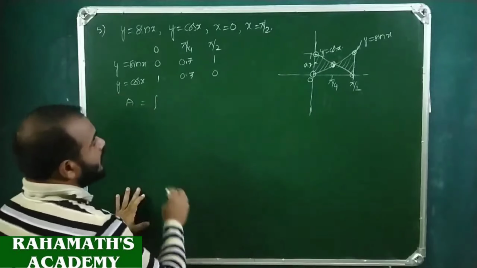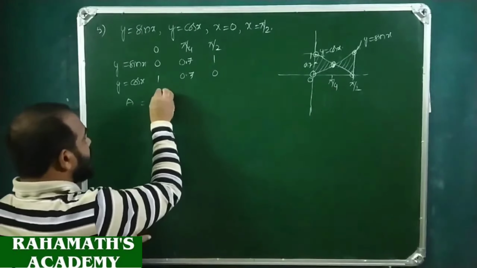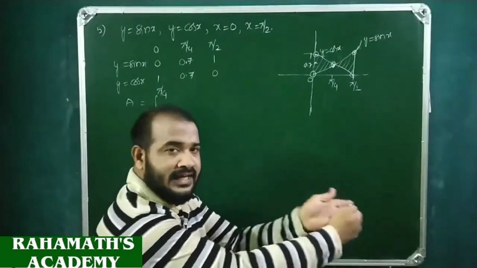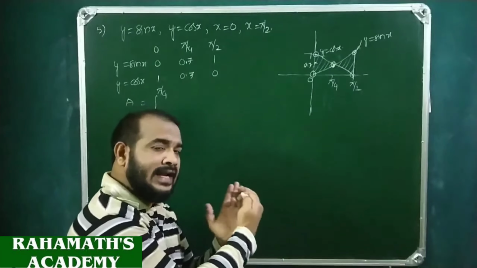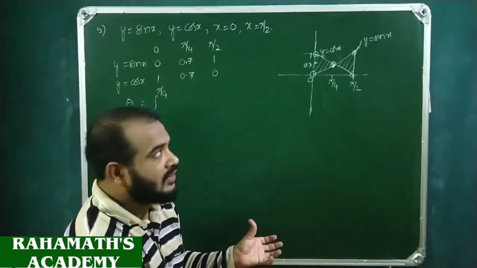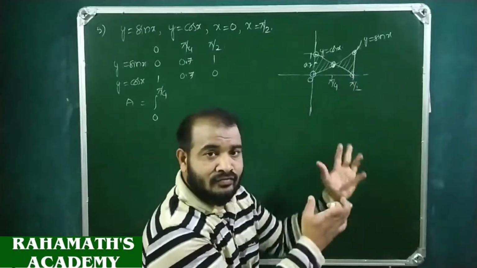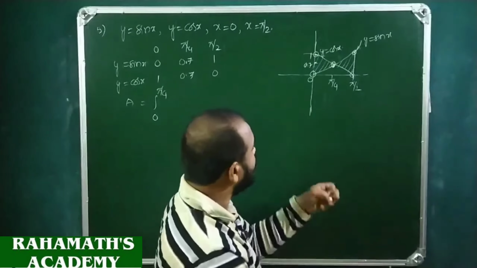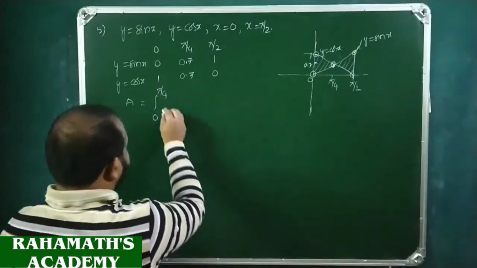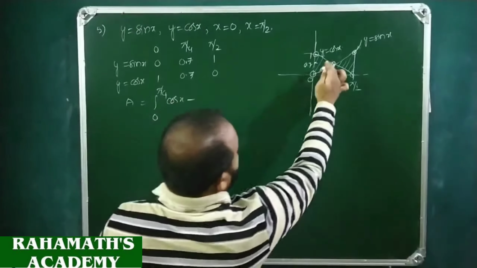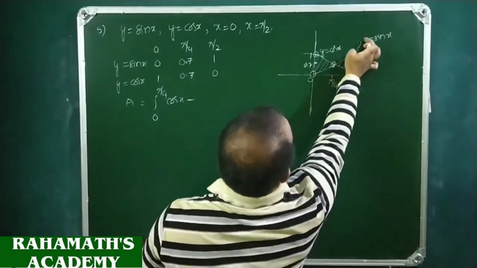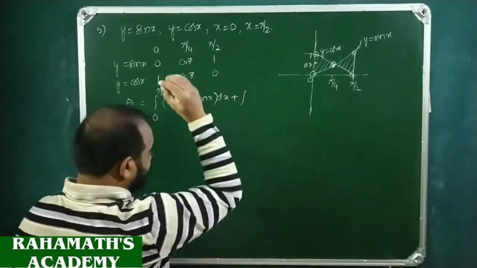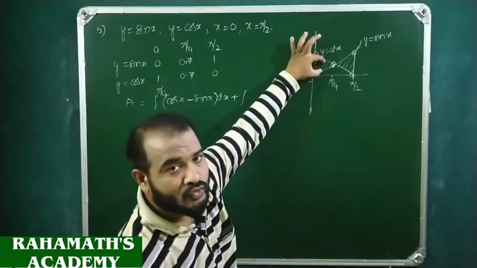Area is equal to integral from 0 to pi by 4, 0 to pi by 4 are the limits of x. So y dx, y is anyway a function of x itself. So here y equals cos x, y equals sin x. So here upper curve is cos x minus lower curve, what is this? This is sin x, dx, plus 0 to pi by 4, this area so far we get.